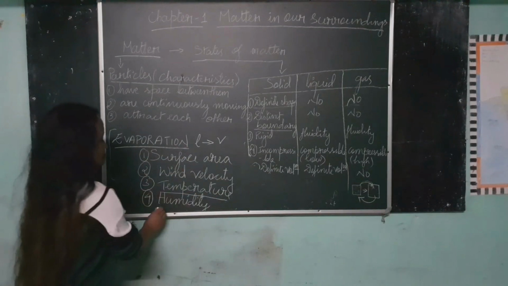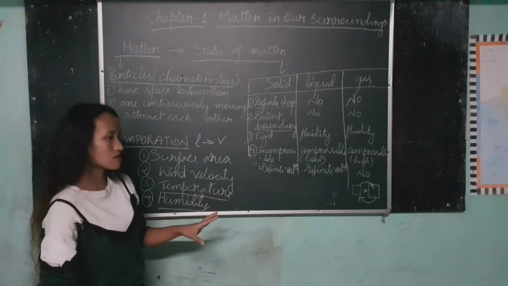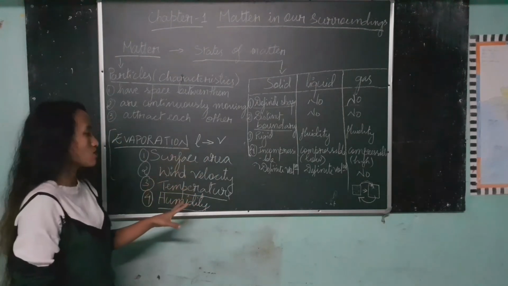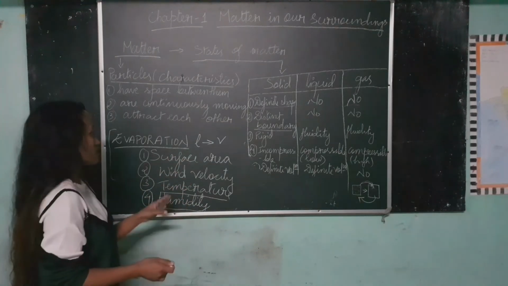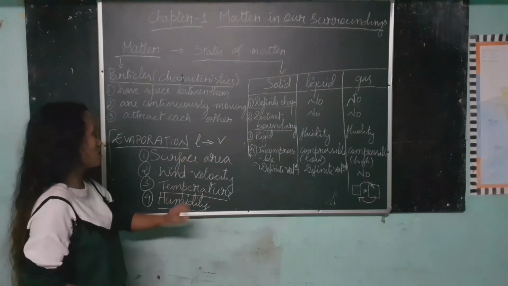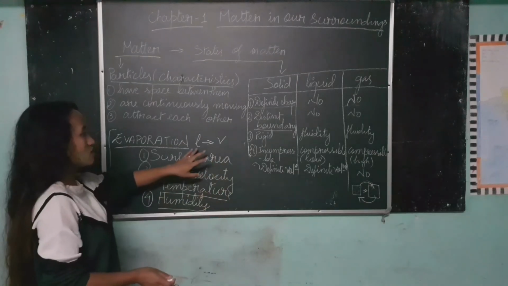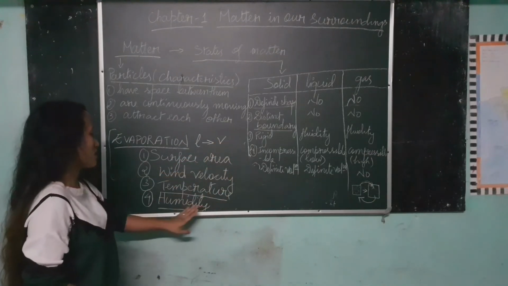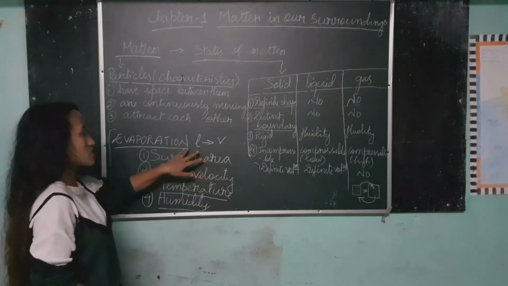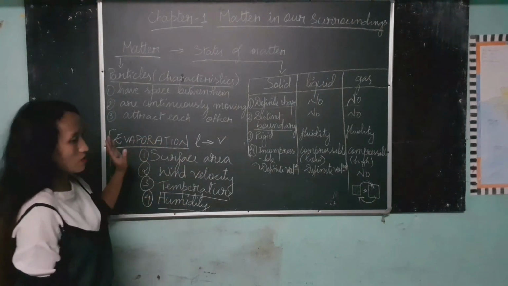Lastly, humidity. What is humidity? Humidity means the presence of water particles, water vapor, in the atmosphere. So when water vapor is already present in the atmosphere, then evaporation will decrease. Okay? With the increase of humidity, evaporation will decrease. Why? Because there is no more space for liquid to change into its vapor state. So that's why when humidity decreases, then only evaporation will increase. So that is all from this chapter.